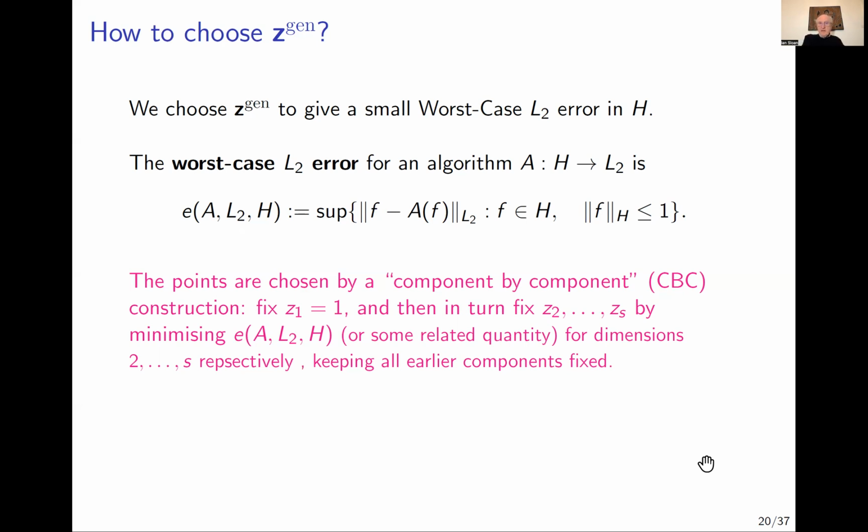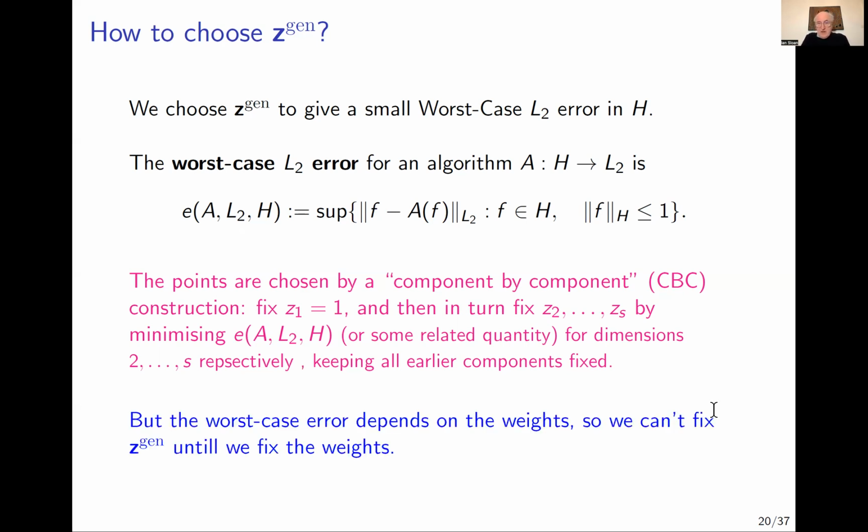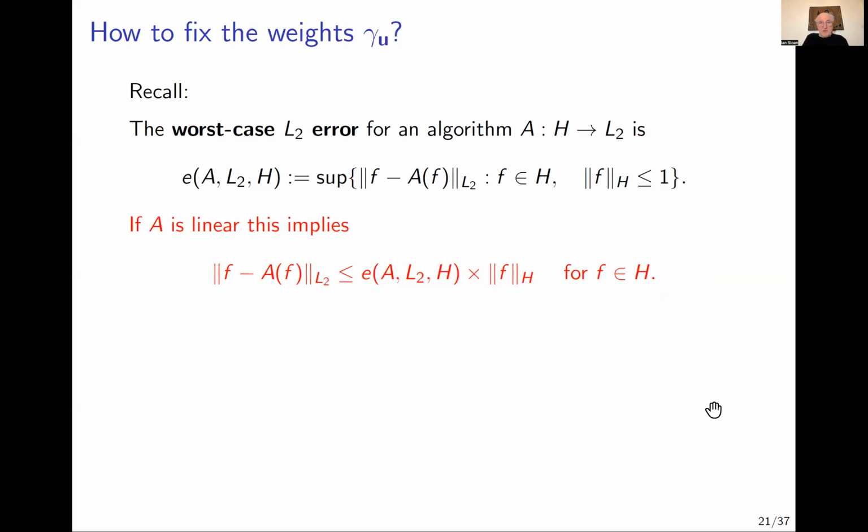So how we choose our z gen is by component-by-component construction. The first component we take to be 1, and then in turn you fix z2, z3, and so on, up to zS in a greedy way by progressively minimizing the worst case error for that dimension, or some related quantity, for dimension 2 up to S respectively, and keeping all earlier components fixed. So it's a well-developed technology as well, way out of what I wanted to talk about here, but that's how we do it. The worst case error depends on the weights. We have to fix the weights, which I will come back to.